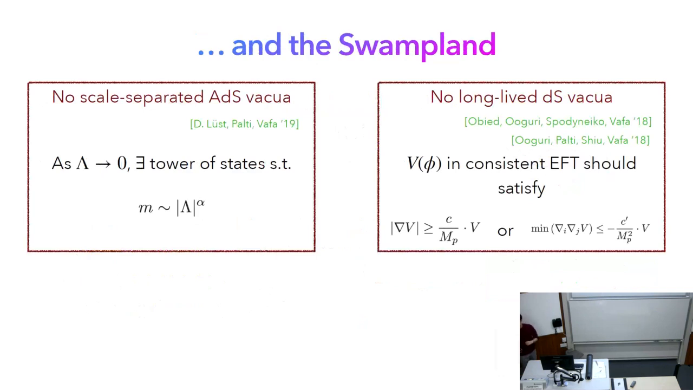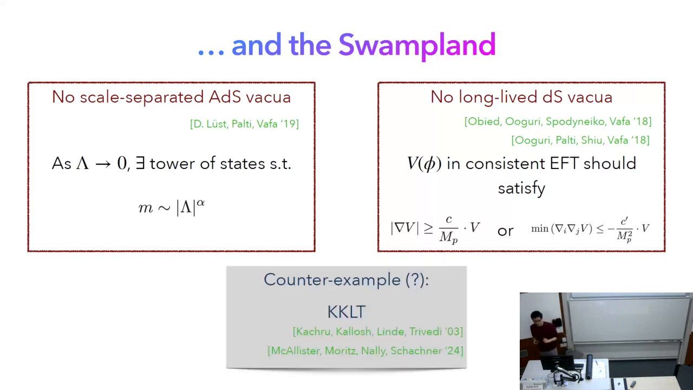But we are in a swampland session, and the swampland session tells you that, well, actually no, there are some constraints. First, maybe it's not possible to get scale-separated AdS vacua, and also maybe there are not even long-lived de Sitter vacua at all. So within this framework, there is a potential counterexample, which is the KKLT proposal, or scenario. KKLT for Kachru, Kallosh, Linde, and Trivedi.